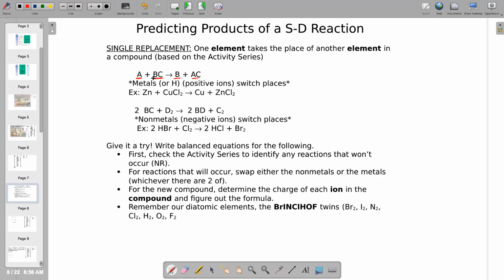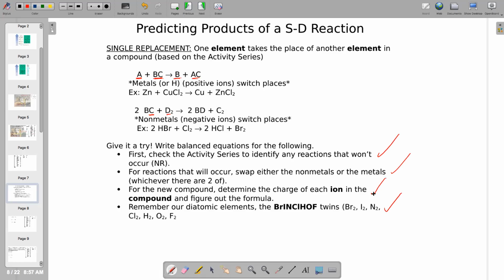It can also be true for nonmetals. In the case of two gases, gas C and gas D, they can switch place, but only if the element that's by itself is above the other one on the table. So we're going to check the activity series to see any kind of reactions that don't happen. For any reaction that occurs, we're going to either swap the metal or the nonmetal, and then look at the charges to figure out what the formula is going to be.